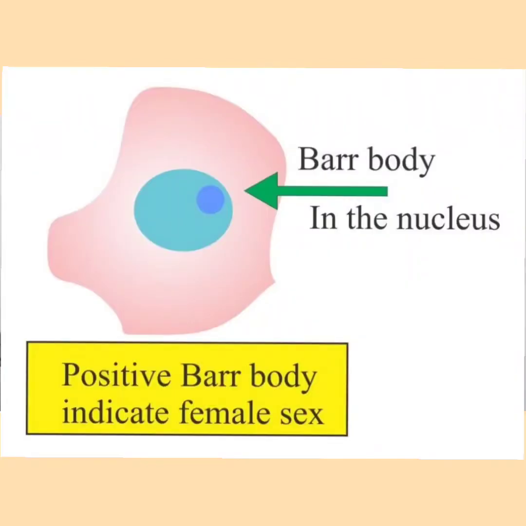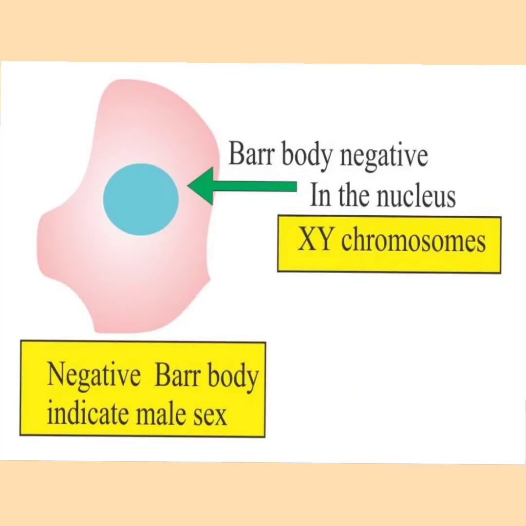When one Barr body is present in the nucleus, it indicates a female sex. When there is no Barr body in the nucleus, then it is a male sex. That means when two X chromosomes are present, one Barr body should be present, and when only one X chromosome is present, there is no Barr body.